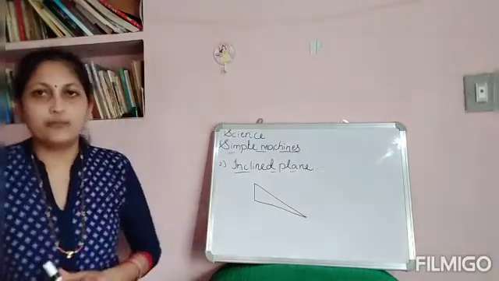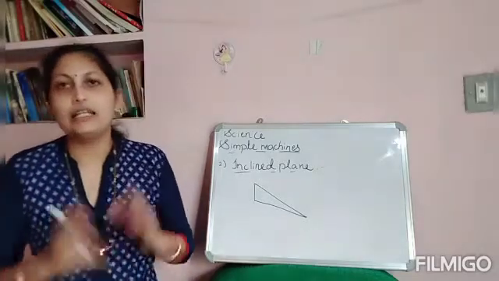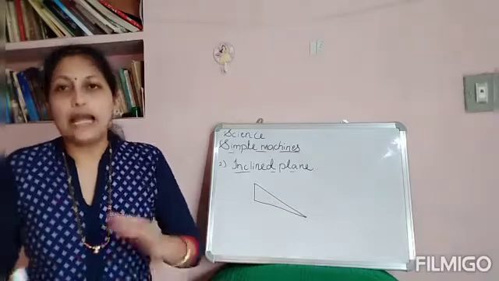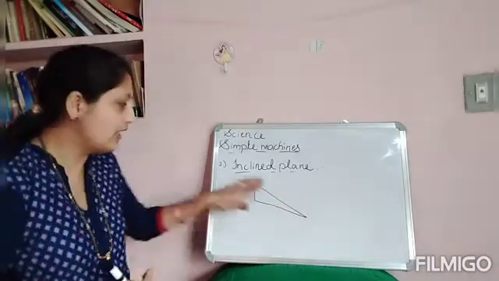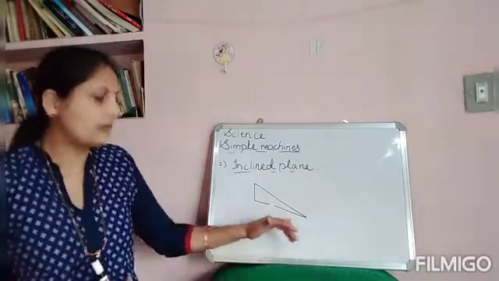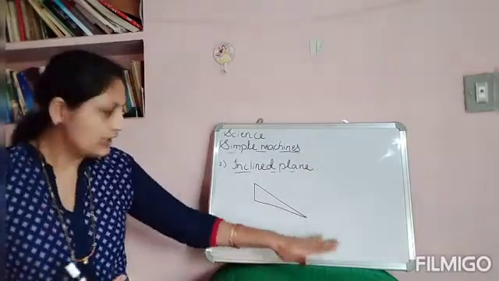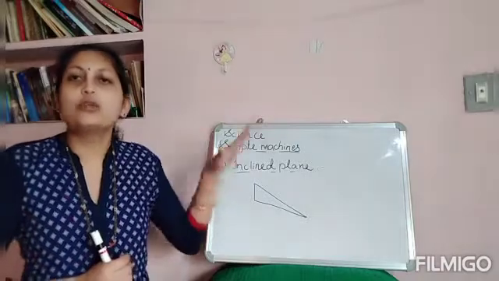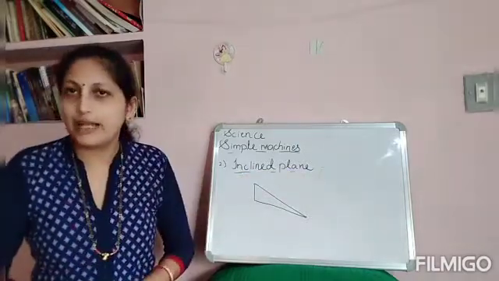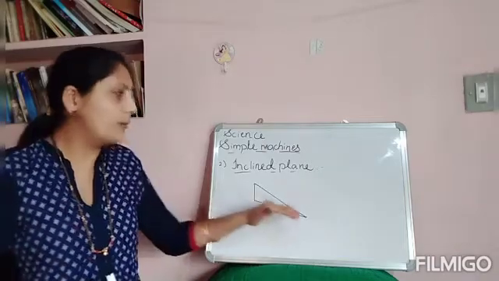You might have seen ramps in the hospital. There it is easy to carry the wheelchair up the ramp rather than on the steps, isn't it? So it is easy to carry a wheelchair on these ramps. These are all examples of inclined plane. So what is an inclined plane? It is a sloping surface.